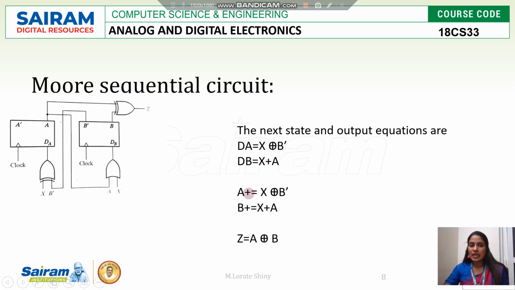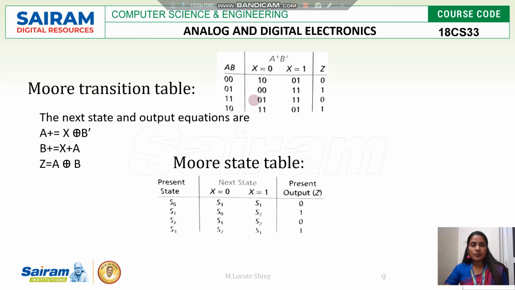Okay. Next I am writing what is my next state. Next state is A plus and B plus. A plus is nothing but DA, which is equal to X XOR B bar. B plus is nothing but DB, which is equal to X plus A. Then Z. Z is equal to A XOR B. Okay. So by having these equations, we'll write the transition table.